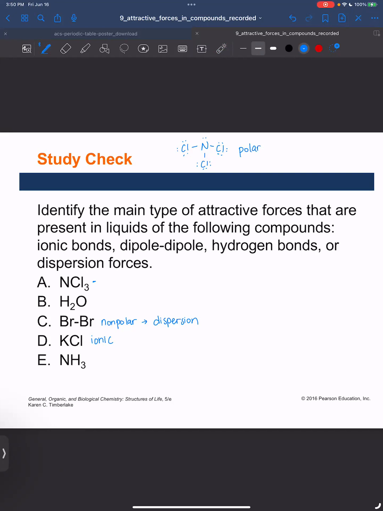Once again, we determined if a molecule is polar or non-polar based on Lewis structures and molecular geometry in a previous video. So if you're struggling with this study check, then definitely email me, schedule an appointment with me, and we can work on this together one-on-one. Since this is polar and there are no hydrogens, the only attractive force it can be is dipole-dipole.